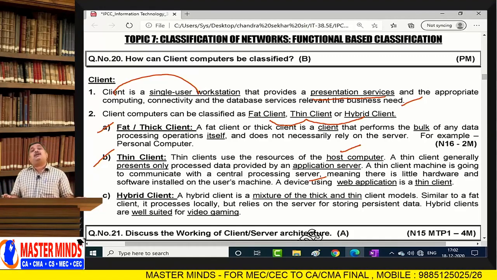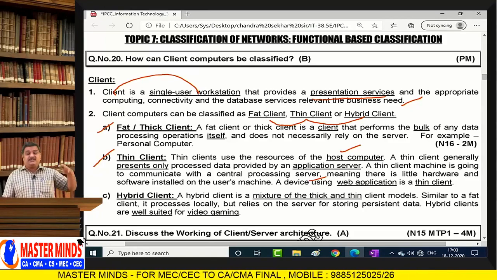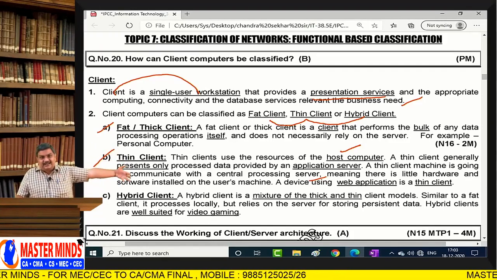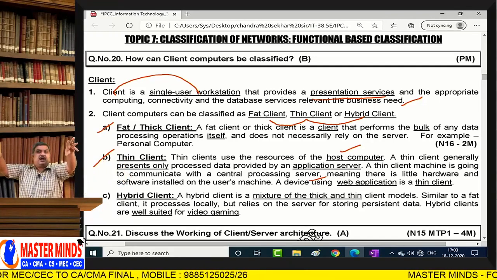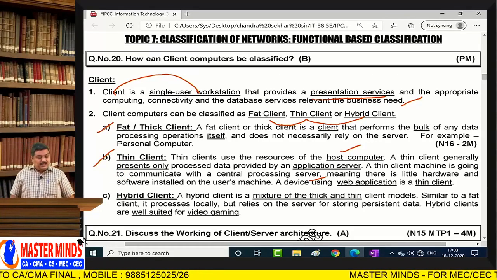That is why thin clients are less expensive. But this is a cost-effective way. That is the reason many big colleges, many offices, are using this concept of thin client, because you need not spend more on thin clients. You can have a very big, very powerful server, and all these thin clients can be connected to that powerful server. And hybrid client.